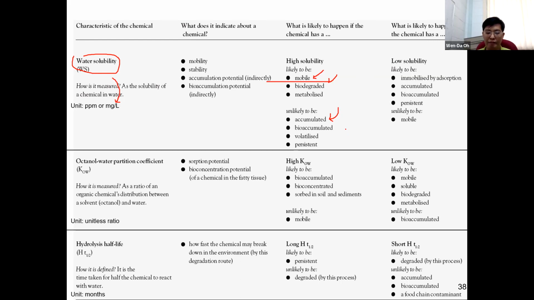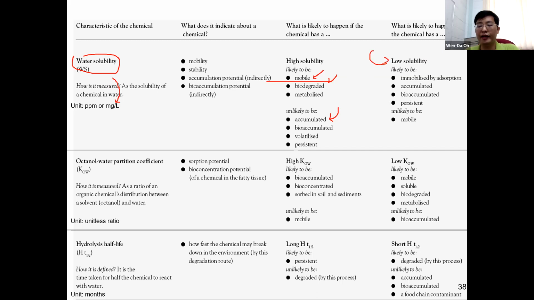Let's say, for example, you have benzene, right? Benzene is very, very volatile. Okay, if you compare it with phenol, okay, phenol is more soluble, right, in water because of the OH functional groups. So it is less volatile compared to the benzene, right?